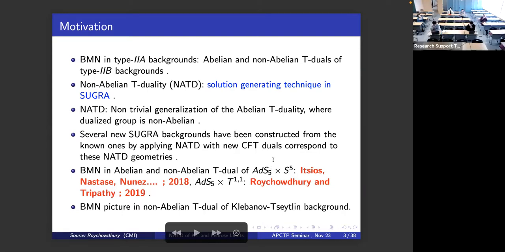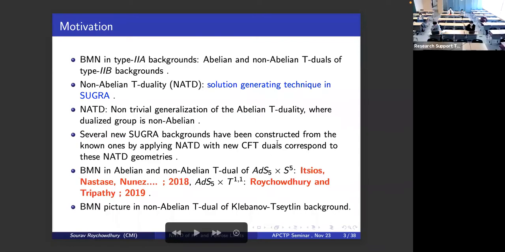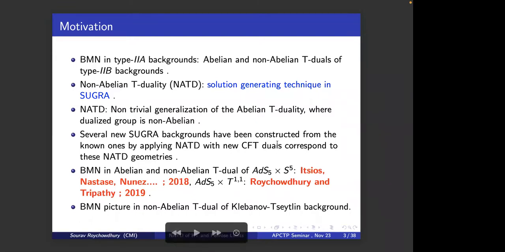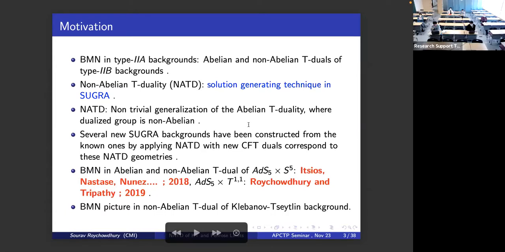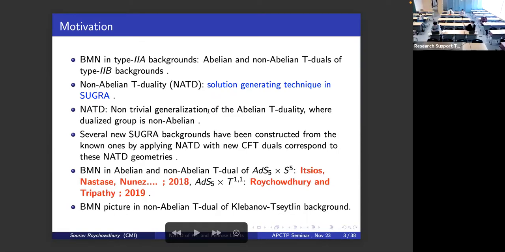Can I add something? Yes, sure. So this non-abelian T-duality transformation preserves the asymptotic AdS structure? I will come to that. I will actually talk about the technical details in great detail. All right, thank you.